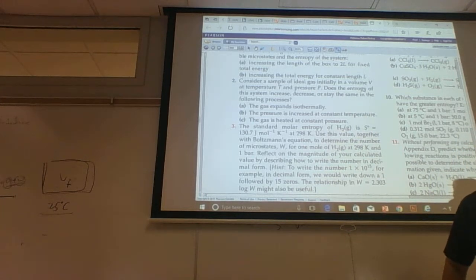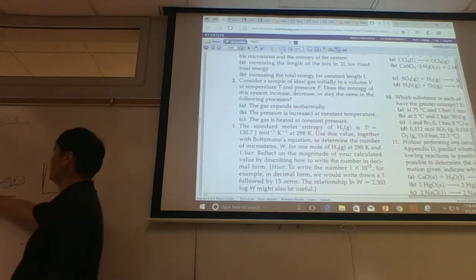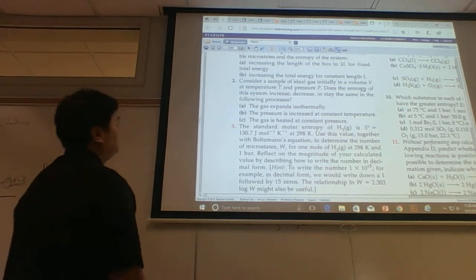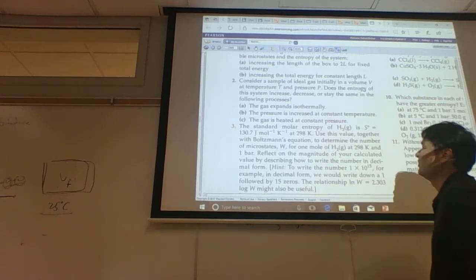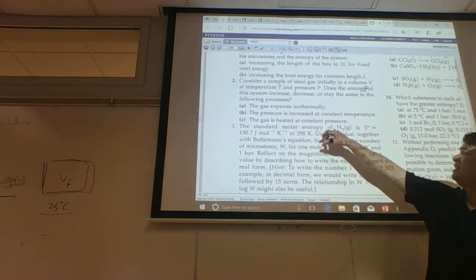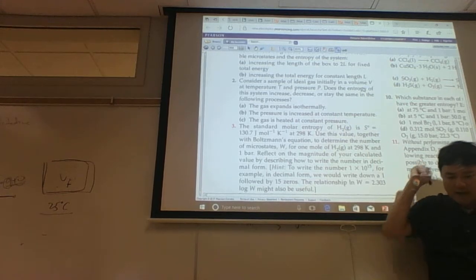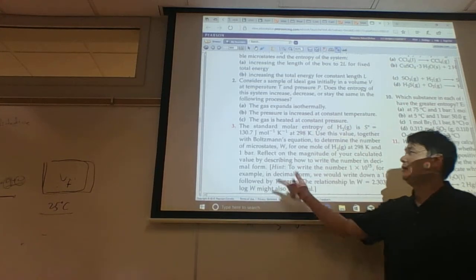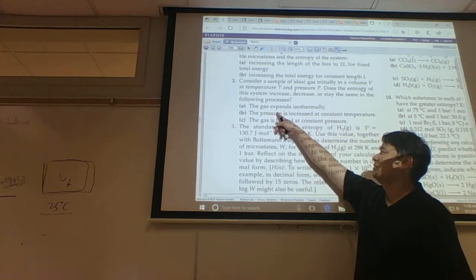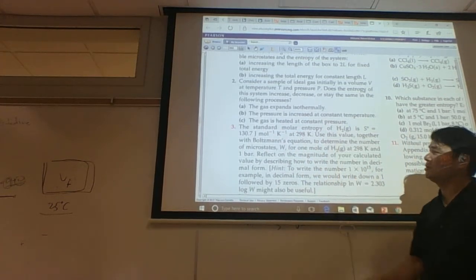The pressure is increased at constant temperature. Well, there are different ways to increase the pressure. One way is you can introduce more gas particles in there, at constant temperature. Another way is you can just decrease the volume, etc. The gas is heated at constant pressure. So these are the types of things that we have to think about. But as far as entropy goes, it's just going to be a matter of this. Bigger volume here, the gas is heated, higher temperature, etc.